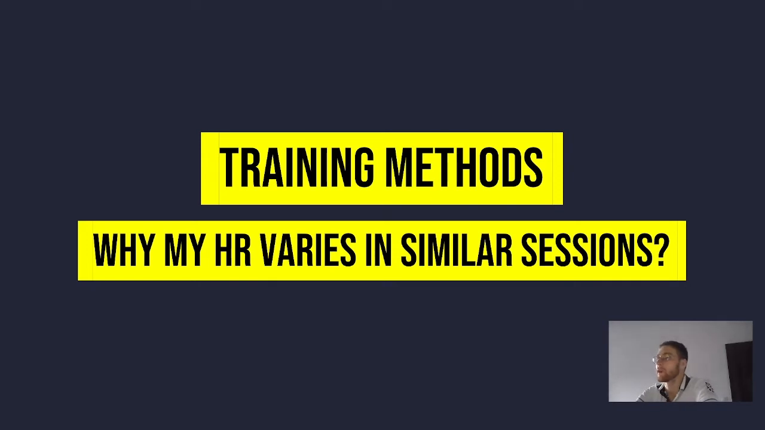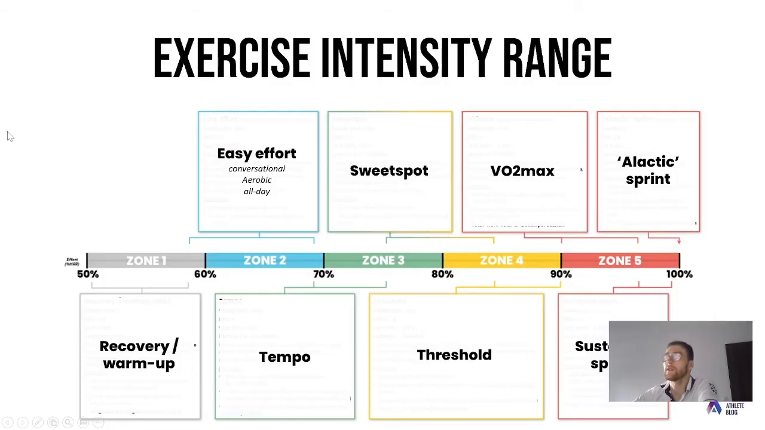Those effects are covered by essentially this question: why does my heart rate vary in a similar session? And that is because there are different adaptations, as mentioned, happening in our body on a daily basis. And all of that comes first of all from the different training sessions that we can do.